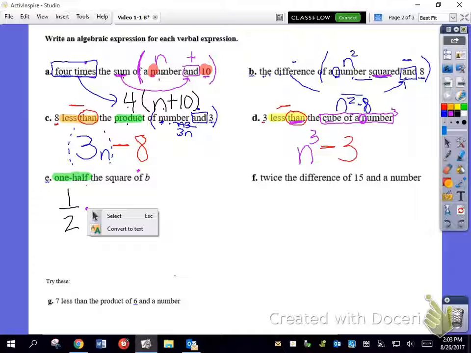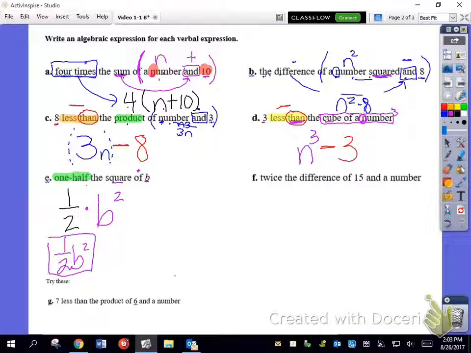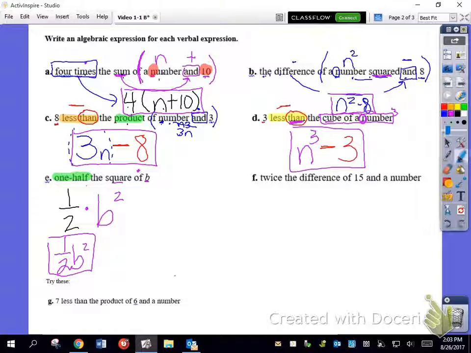So 1/2 times, and it says the square of b. Well, that is the same thing as saying b to the second power, or b squared. Now, you don't have to have that dot, so you could just say 1/2 b squared. Right? That's how you're going to see it. 1/2 b squared. Just like you're going to see n squared minus 8, n cubed minus 3, 3n minus 8, and this is 4. Going to finalize the final, I'm going to box the final answer. I don't have to have that dot in between. A number next to a variable, it represents multiplication. Okay?